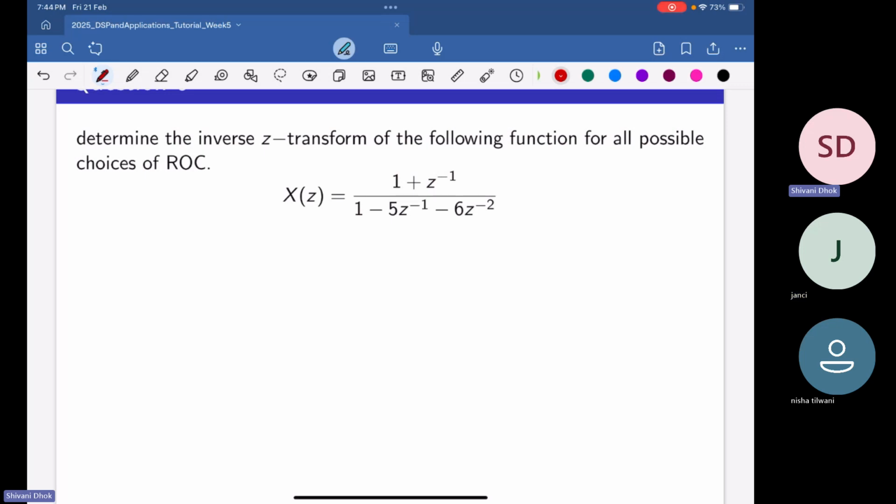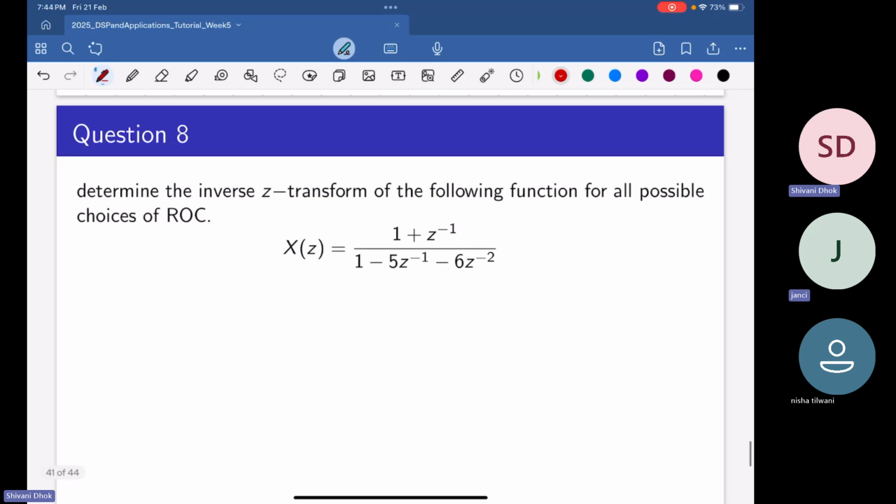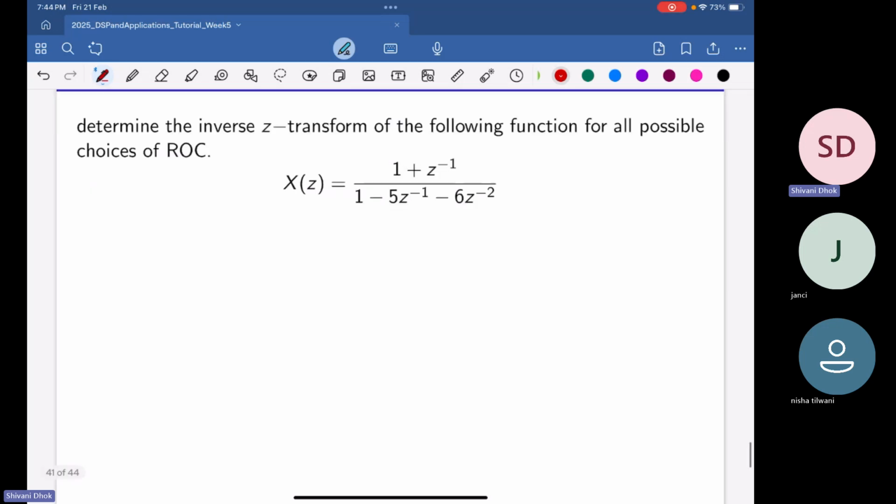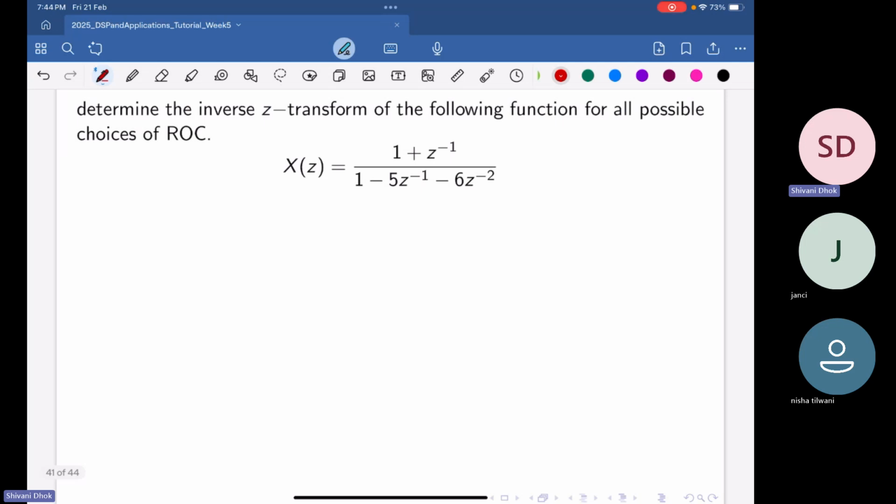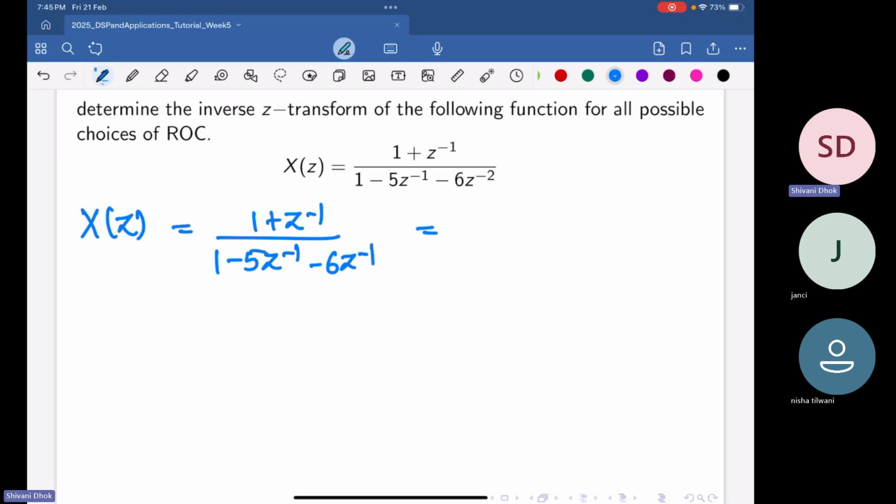Okay, so let me take up this question. Determine the inverse Z transform of the following function for all possible choices of region of convergence. So now let us try to simplify this first. The Z transform given to us is 1 plus Z inverse upon 1 minus 5Z inverse minus 6Z to the power minus 2. So this minus 5 in the denominator, we can write it as minus 6 plus 1. So we can factorize this.